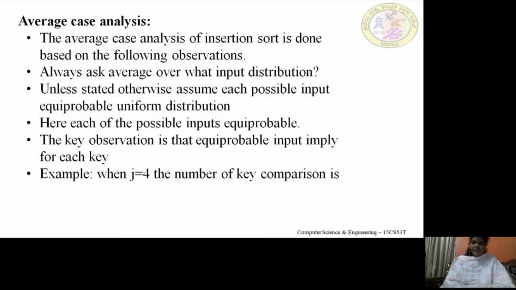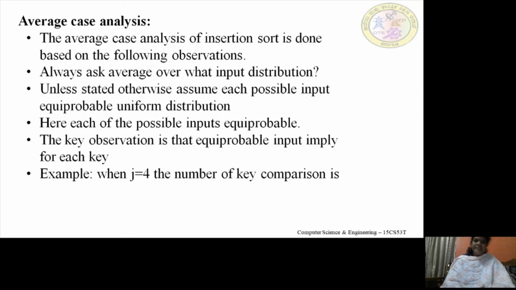Unless stated otherwise, assume each possible input is equiprobable, a uniform distribution. Here, each of the possible inputs is equiprobable. That means equally proportionate, and every key is very important in these observations. The key observation is that equiprobable input implies the same for each key.